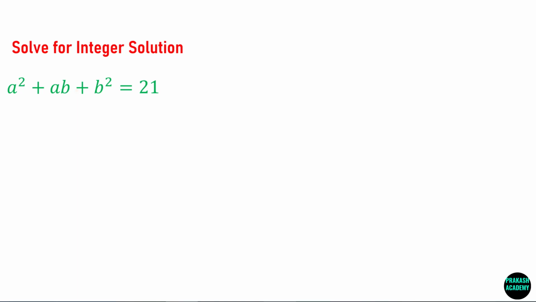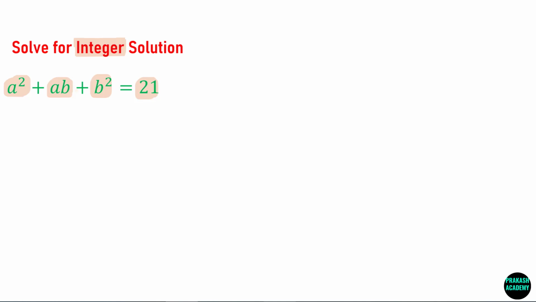In this problem, we have to solve for integer values. So that is integral solutions. So the problem is a square plus ab plus b square is equal to 21. So you see, you have two unknowns, a and b, and you have one equation. And the condition given is that the solutions are integers. So a and b both are integers, that is given.